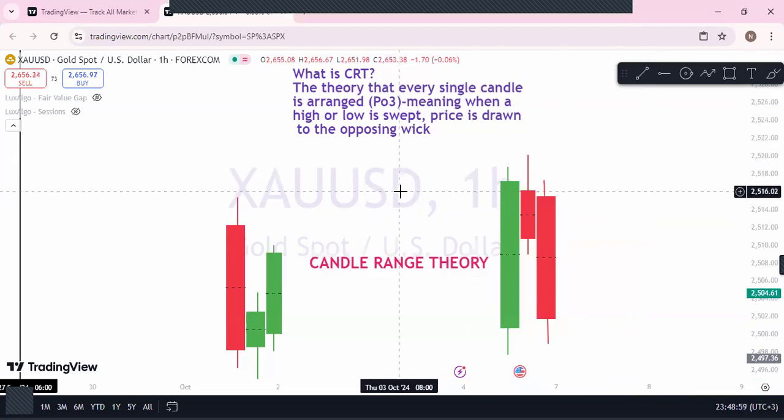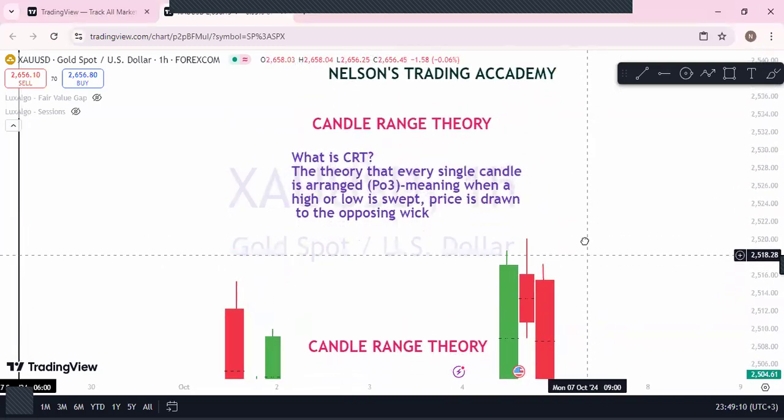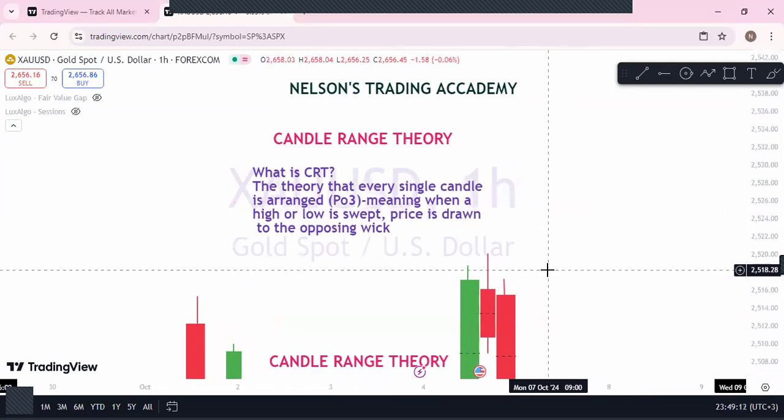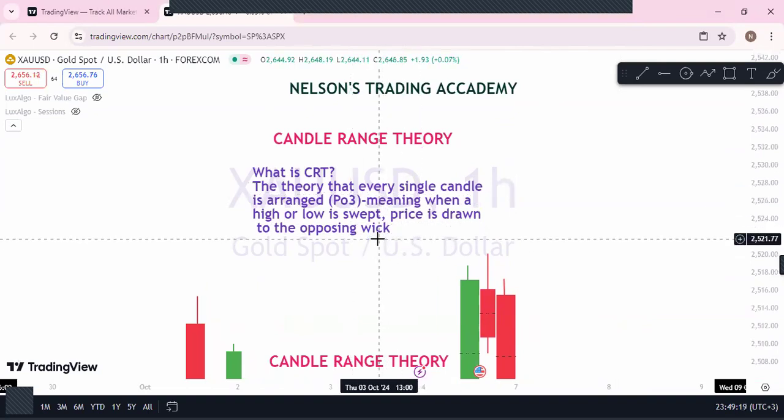So first of all, we want to know what CRT is in general. CRT is the candle range theory. So for example, we have this introduction at this point: the theory that every single candle is a range that is a power of 3, meaning when a high or low is swept, price is drawn to the opposing wick.